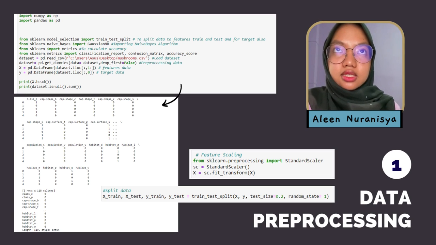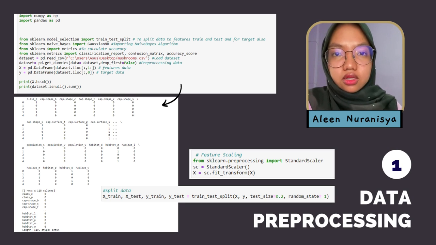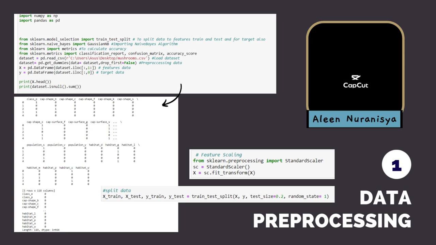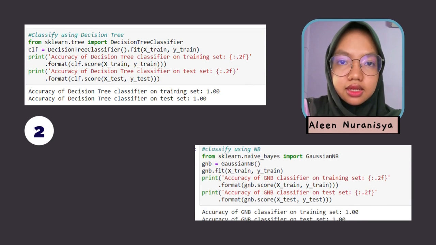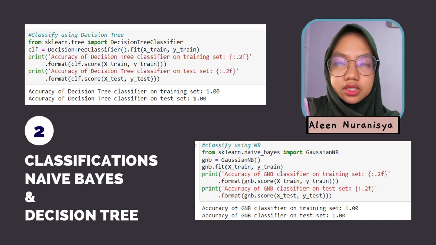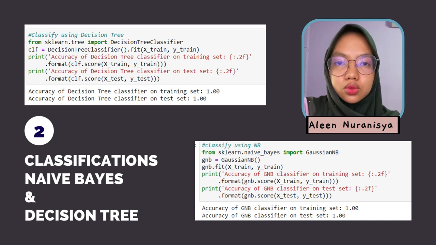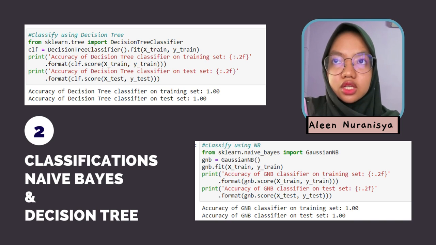And then we use sklearn.model_selection to use train_test_split, where it will split the data into random train and test subsets for the classification tasks. Next, to do the classification task for decision tree and naive Bayes, we imported DecisionTreeClassifier and GaussianNB from sklearn to create the classification model.